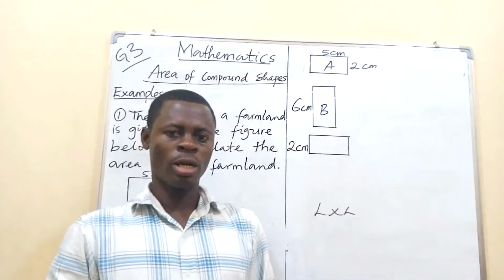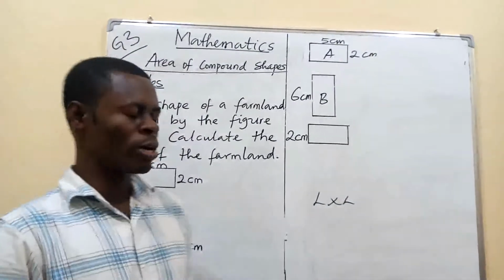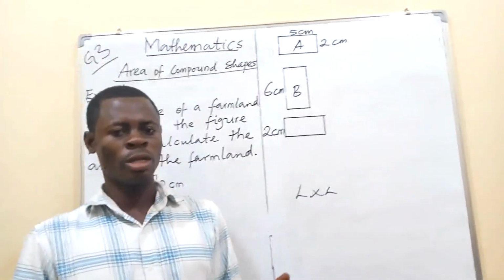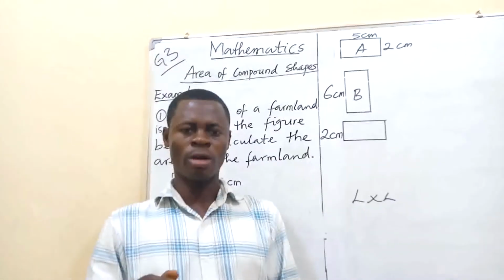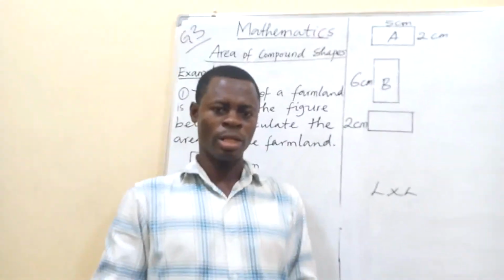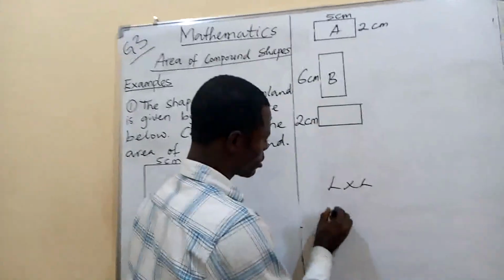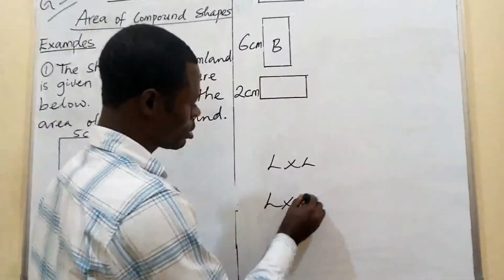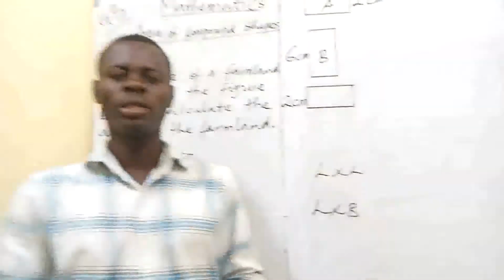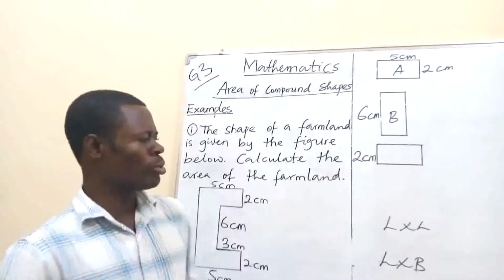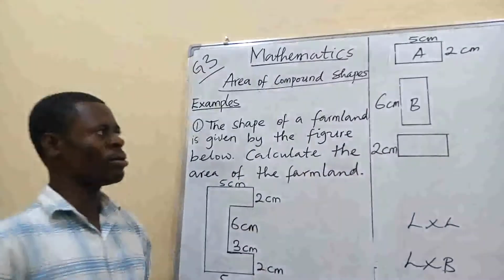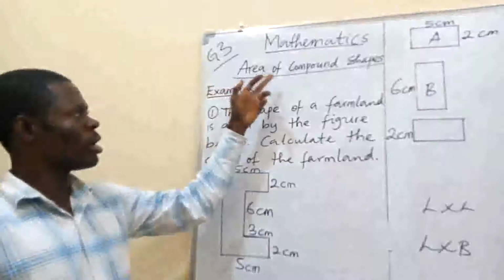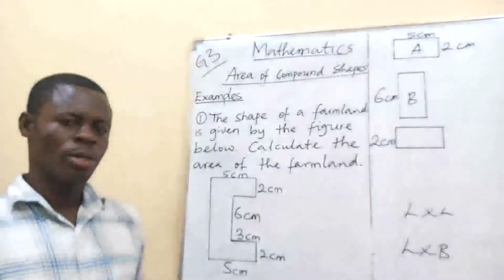And also we looked at the formula for calculating the area of a rectangle. If I may ask you, what's the formula for calculating the area of a rectangle? I guess you are saying length times breadth. Okay, today we are going to look at area of compound shapes.